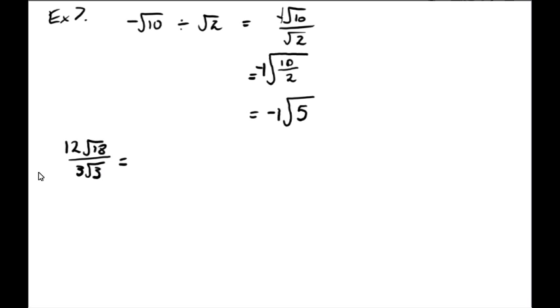And part B, 12 root 18 over 3 root 3. It'll be the outside numbers, 12 and 3. Under the large square root, we've got 18 and 3. 12 over 3 is 4. 18 over 3 is 6.